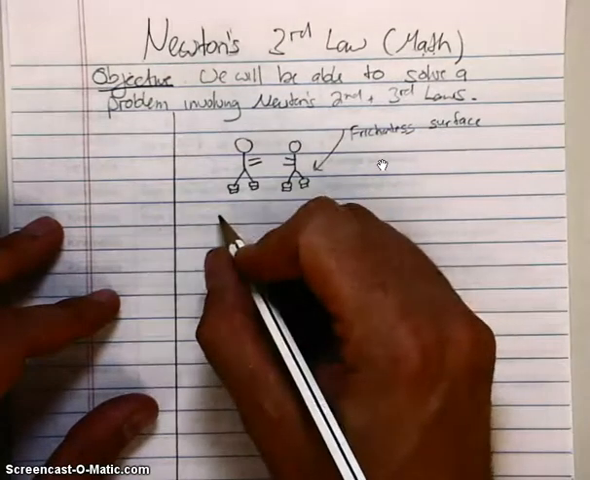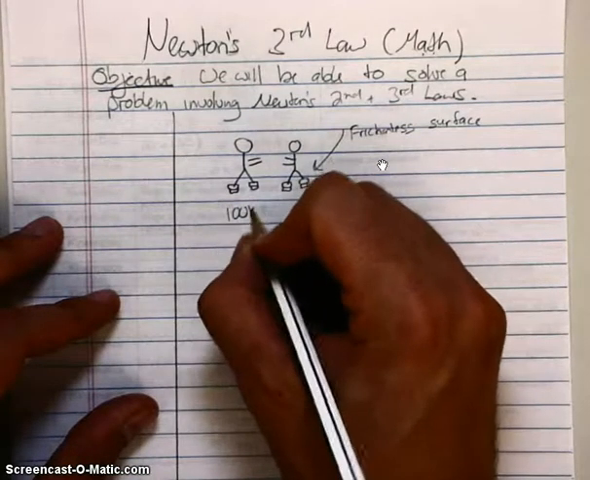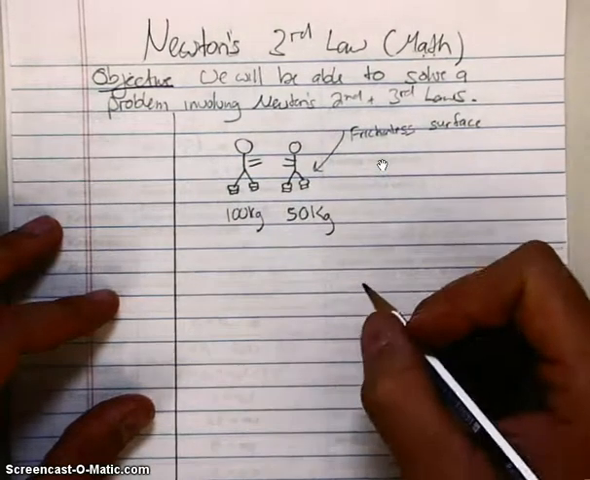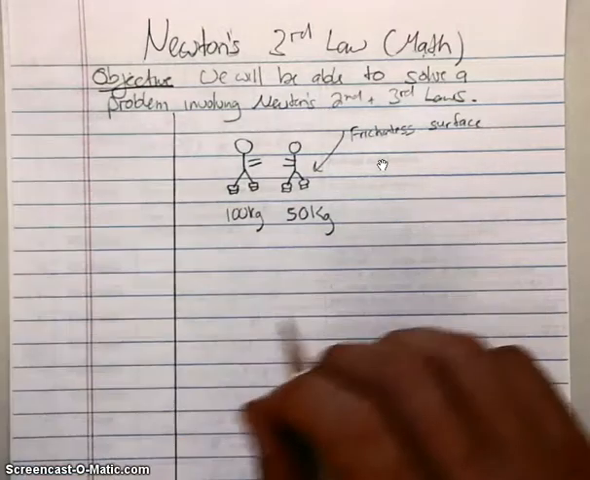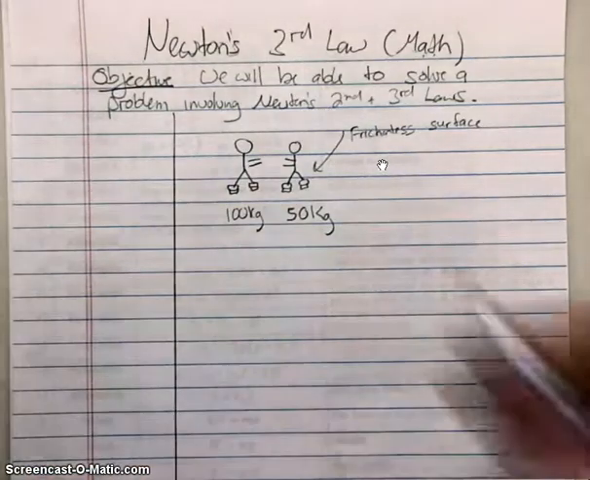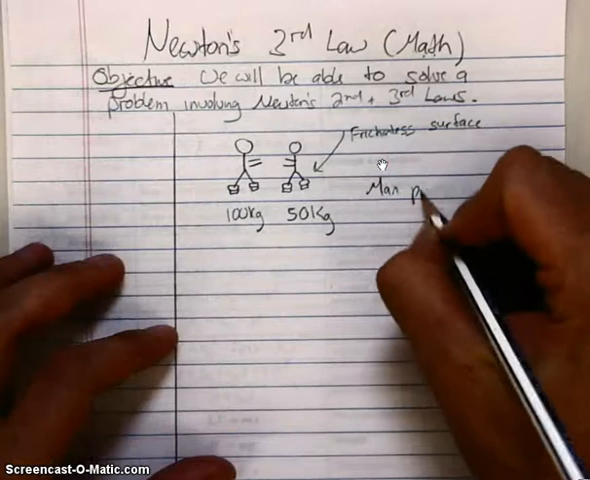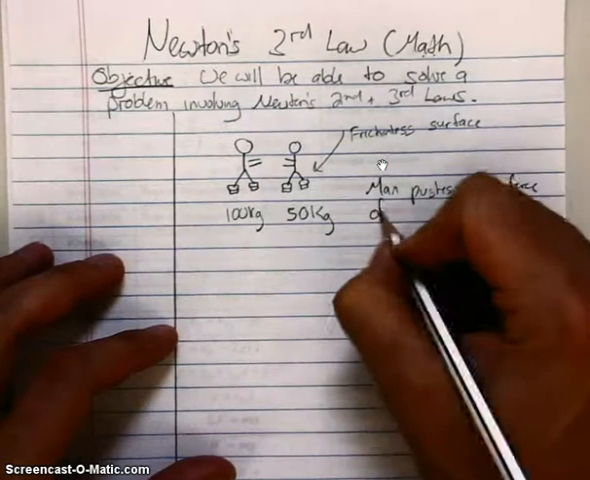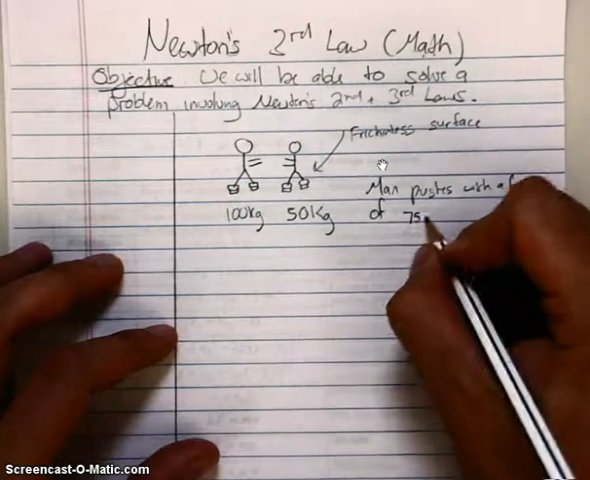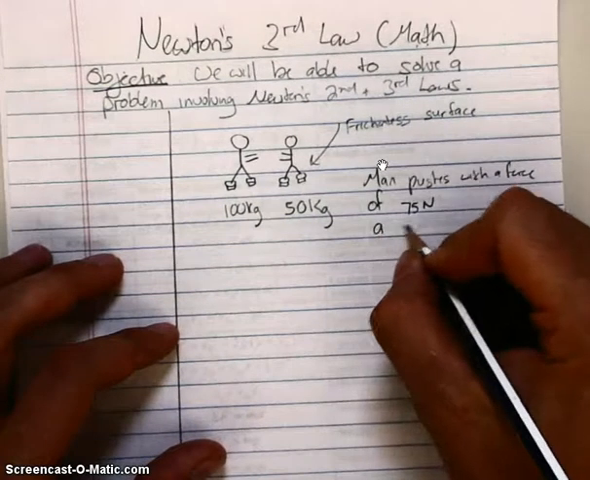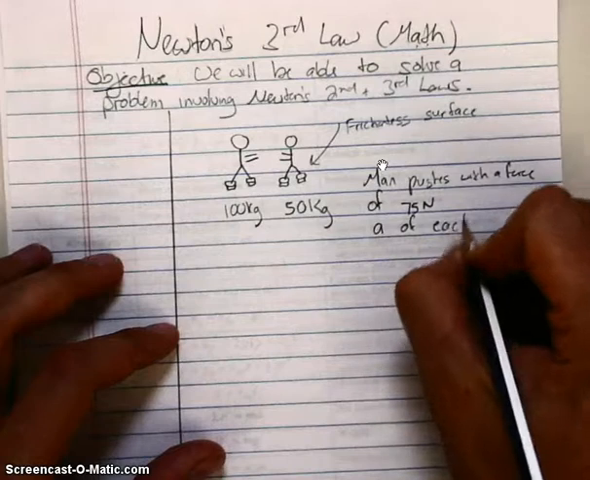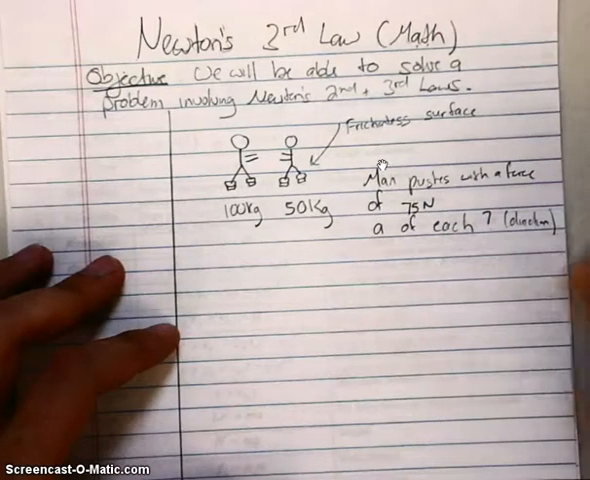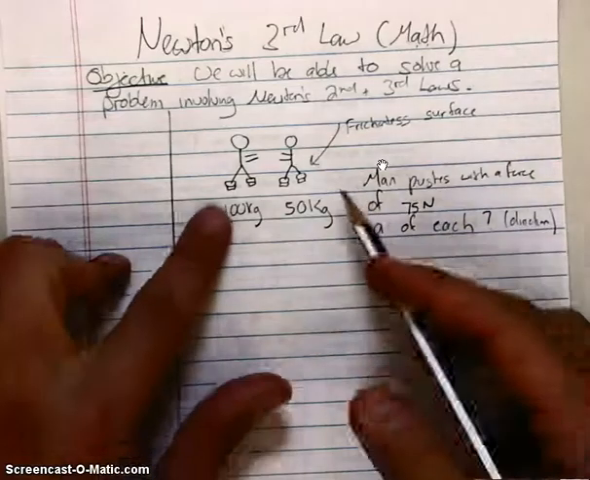Let's say this is the guy and he's 100 kilograms, and this is a girl and she's 50 kilograms. They push off from each other, and the problem will say something like the man pushes with a force of, we'll say, 75 newtons. What is the acceleration of each? And that includes direction. So we have to find how fast these two are accelerating.